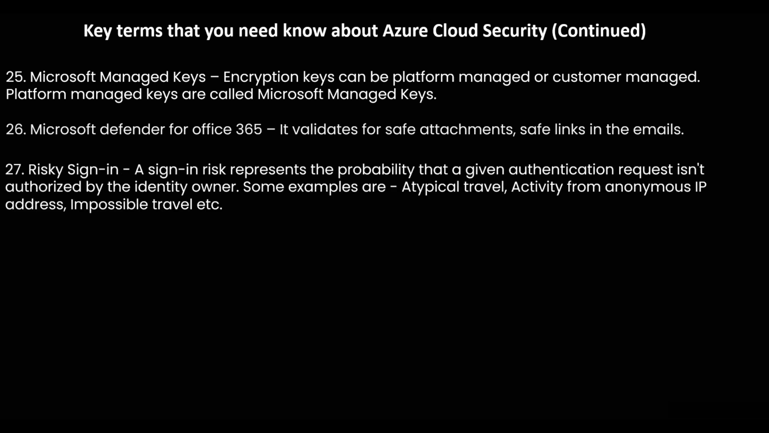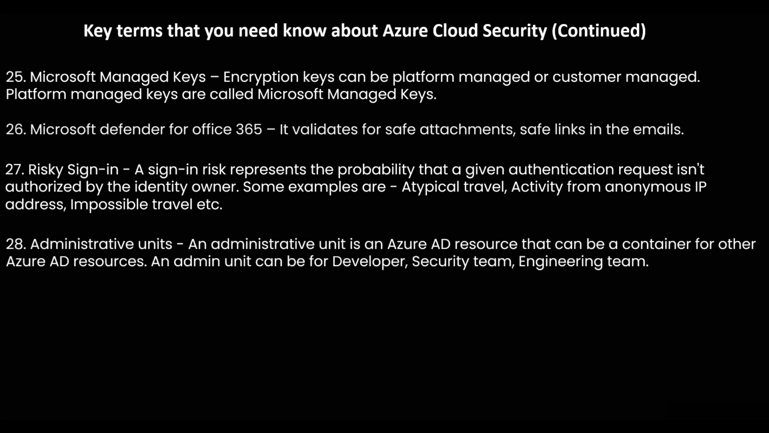27. Risky sign-ins. A sign-in risk represents the probability that a given authentication request isn't authorized by the identity owner. Some examples are atypical travel, activity from an anonymous IP address, and impossible travel.